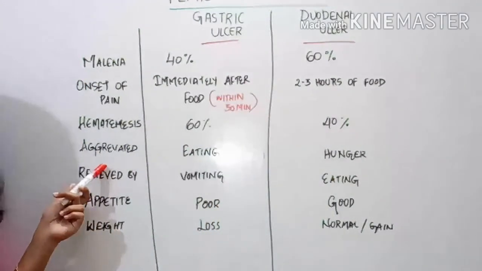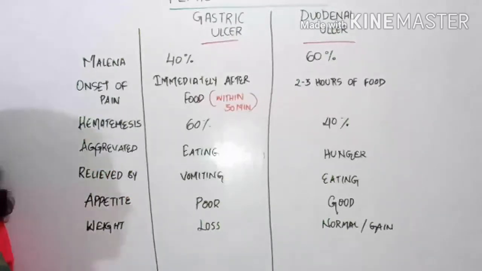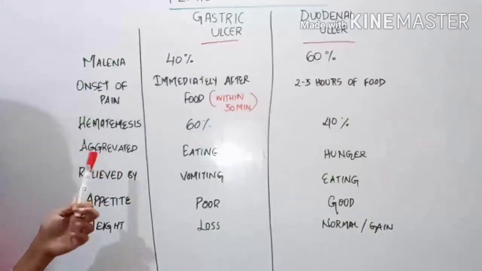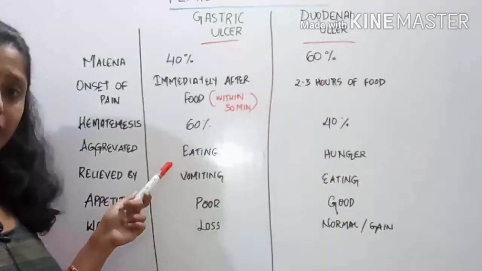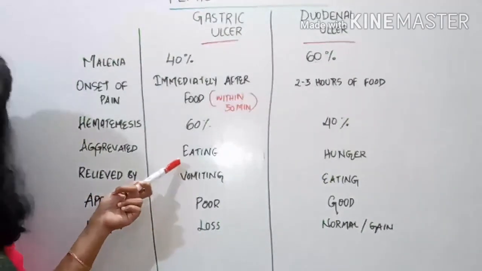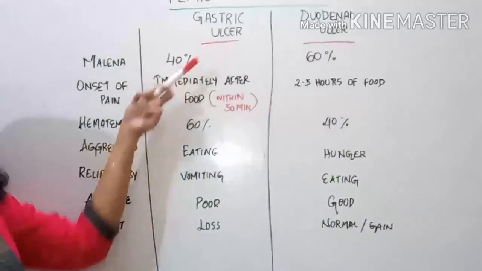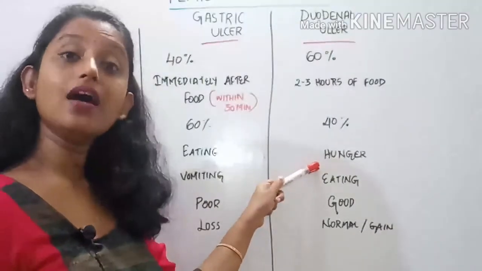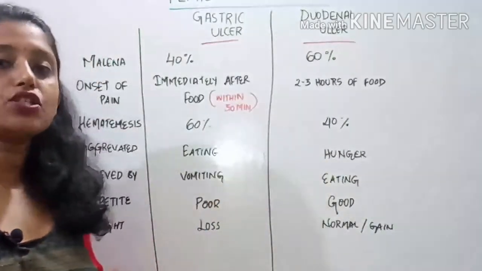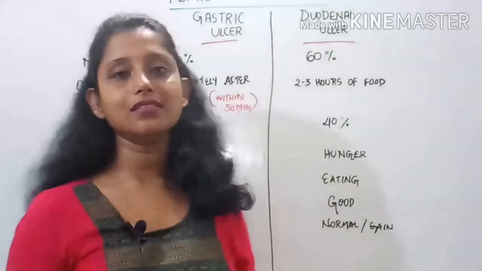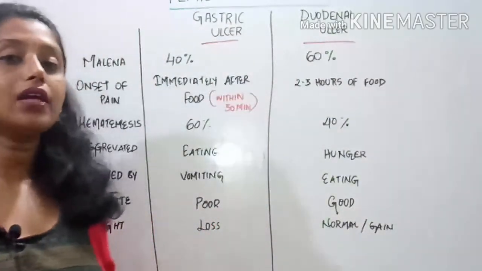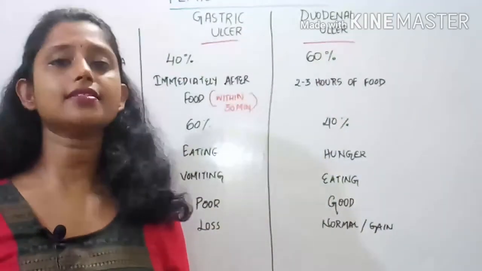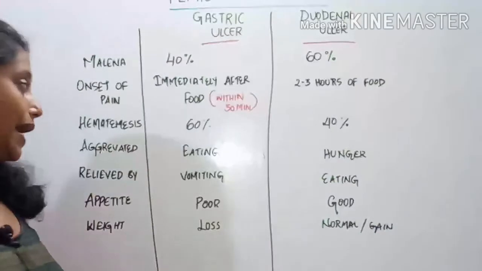And aggravating factors, like when does this pain get aggravated? This is something relating to pain. So the abdominal pain starts soon after eating food in case of gastric ulcer, and in case of duodenal ulcer it is when the patient is hungry. So when the patient is hungry, the person gets stomach pain or abdominal discomfort in case of duodenal ulcer, and this is usually asked in many of the competitive examinations.